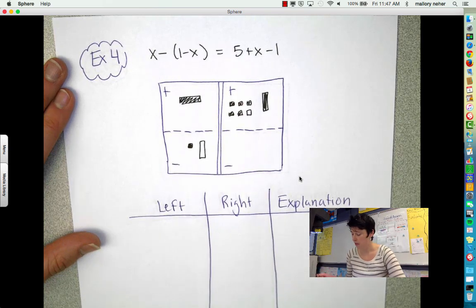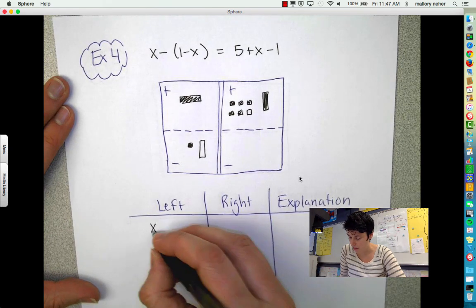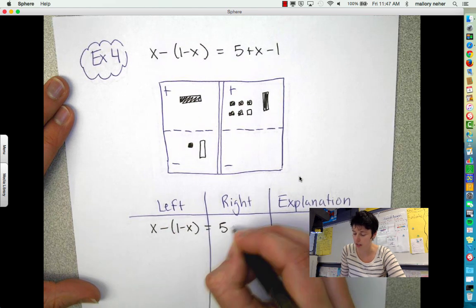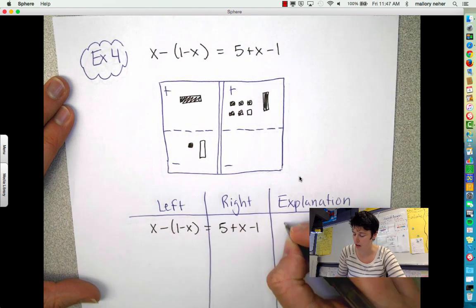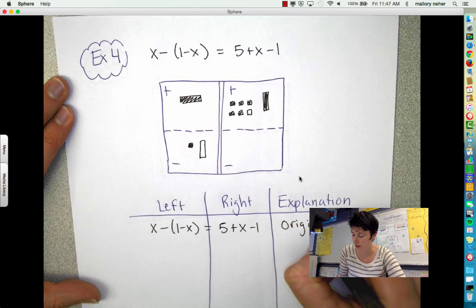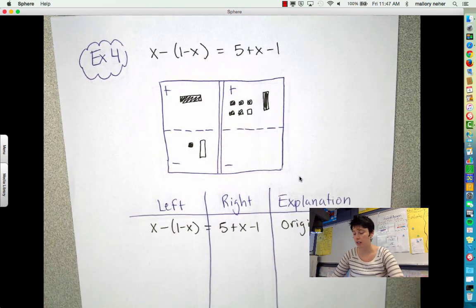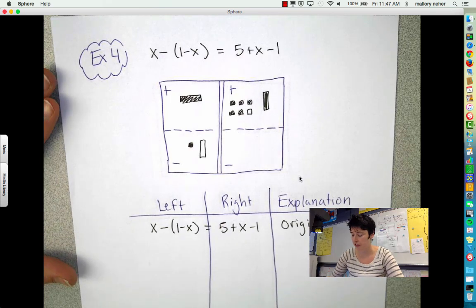Okay, so that's my original. I better write it back out again. X minus parentheses 1 minus x equals 5 plus x minus 1, original. And now I'm going to go through my flip, zero, balance. And I'm going to go in that order today. I'm going to flip first.